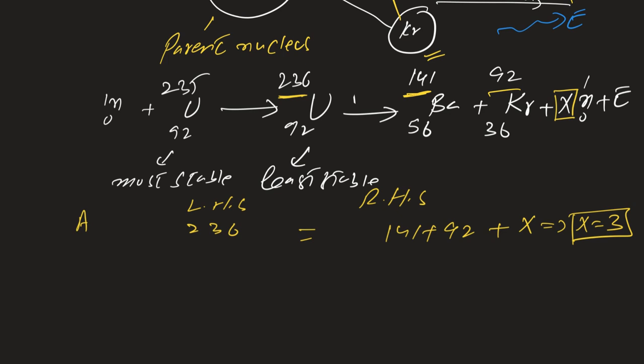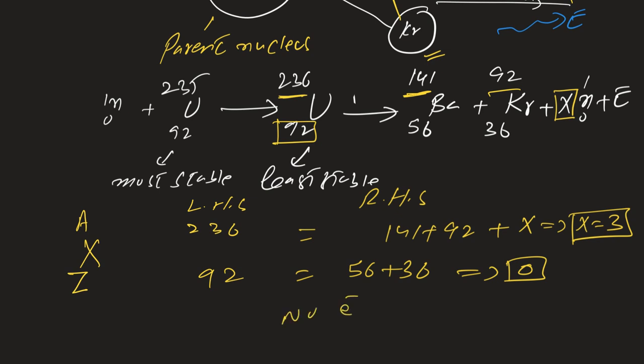In the same way, if you are looking for whether electrons or protons are released during this reaction, then what you have to do is compare the proton number or atomic number on both sides, that is Z. So compare it. Left hand side, what is the proton number? 92. Right hand side 56 plus 36. So the answer will be 0. This shows that no electron or proton is released during this reaction.